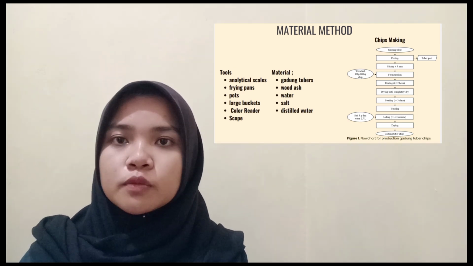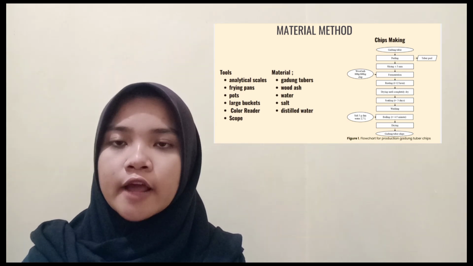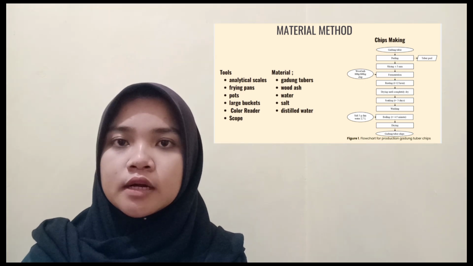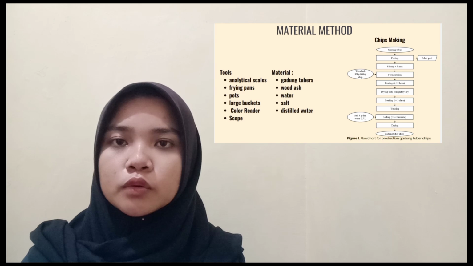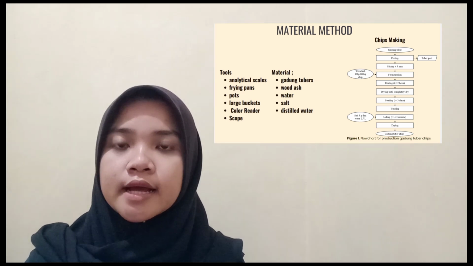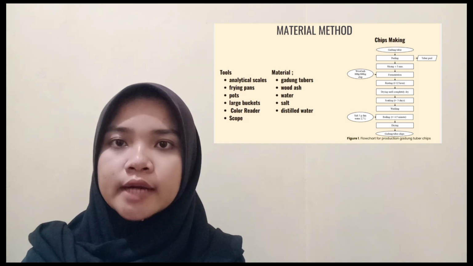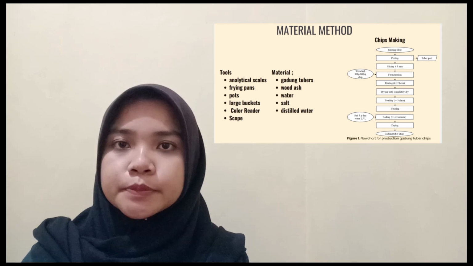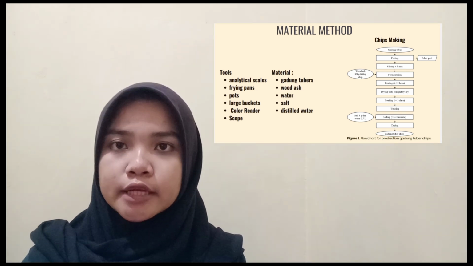The cut gadung tubers are fermented using 800 grams of wood ash for every 600 kilograms. After the chips were coated with wood ash, the chips were allowed to sit for 12 hours to reduce the HCN content. After the chips have been left to rest, they are dried in the sun until they are dry. The chips were then soaked using clean water to reduce the HCN content.